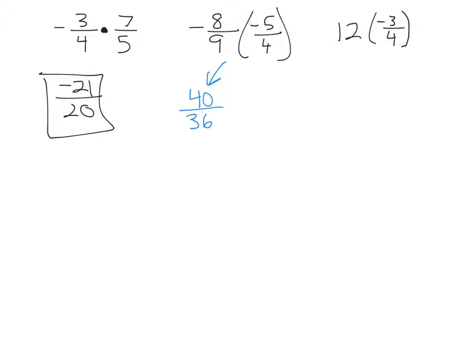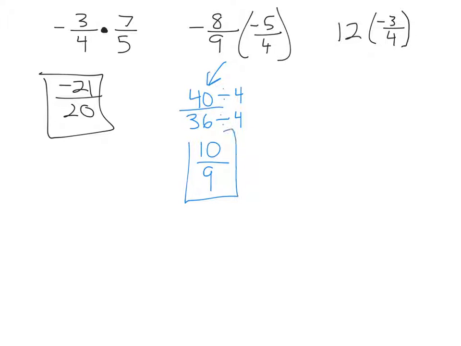I can divide this 40 and this 36 by the same number. Now I want to do it by the biggest number possible. I know 2 goes into both of those. I know 8 goes into 40, but 8 doesn't go into 36, but 4 goes into both of these numbers. I can divide both of them by 4. 40 divided by 4 is 10. 36 divided by 4 is 9.